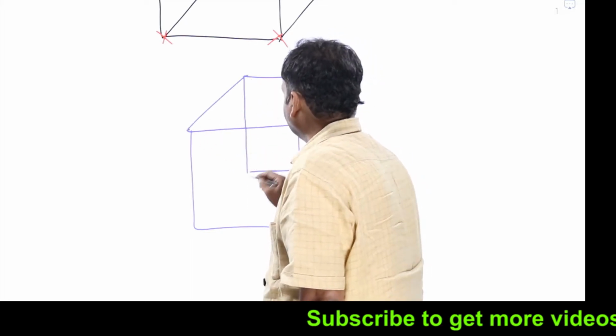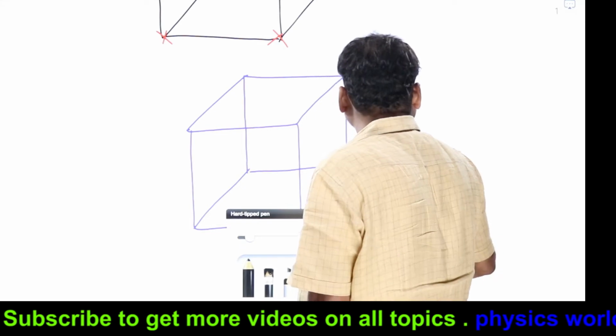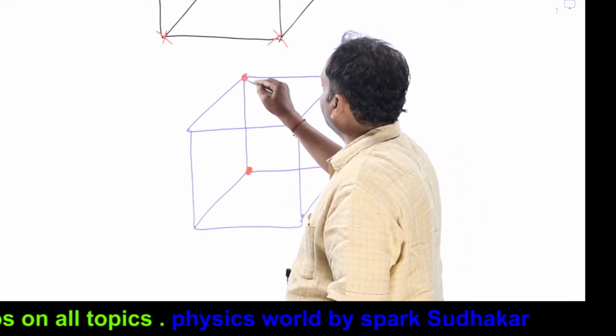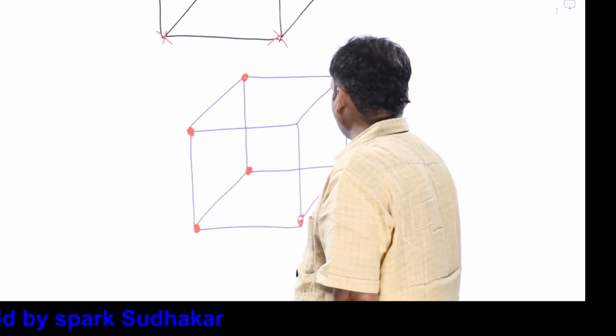Like this. Okay. At each lattice point, simply I'll put one lattice. At each corner, I'll put one lattice point. That's all.